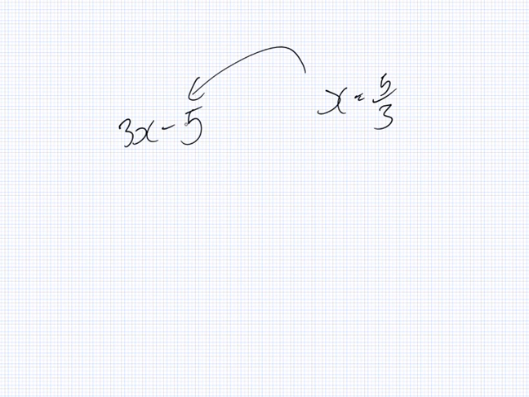So if x is 5 over 3, then that means the divisor was 3x minus 5. I just want you to be comfortable with switching between the two. You need to do this. Switch them. Okay? Anyway, let's look at the next problem.